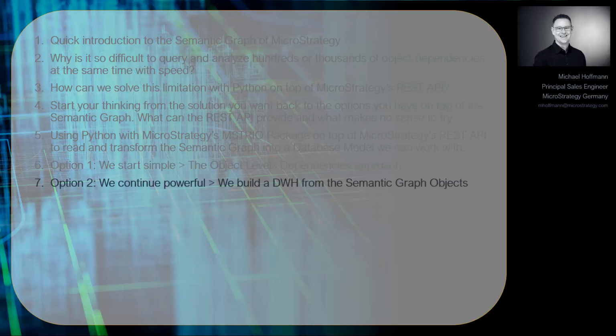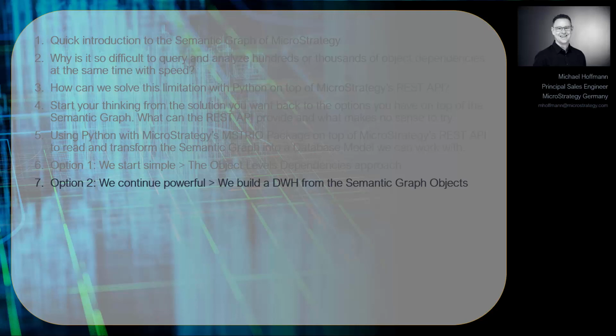During the next live presentations, I will cover two options to follow this approach. The first one is the easy one. I call it the object level dependencies approach. This approach works with the pure data that comes from the REST API, so the pure information about the objects and their dependencies. And this approach for sure is a little bit limited when it comes to more demanding use cases. But then in the next step, I will cover a more powerful approach.